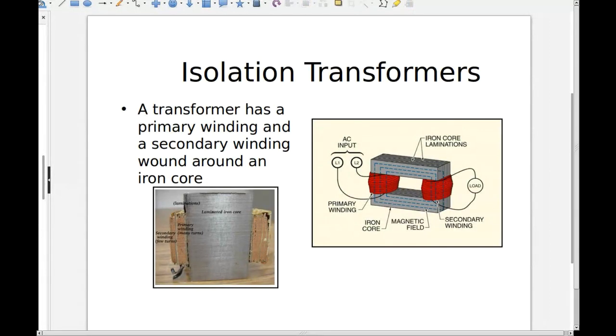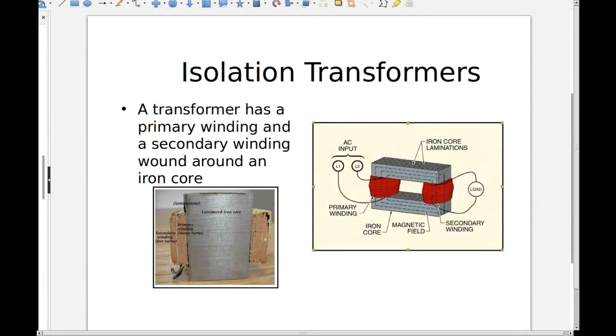Here's a picture showing you your two windings: your power on the primary side, and your load connected to the secondary side. There's no electrical wire connection between the two windings in this drawing. You've got your primary winding, you've got your secondary winding, and the only connection is through the magnetic core. So that gives you perfect isolation electrically, and that's very convenient.